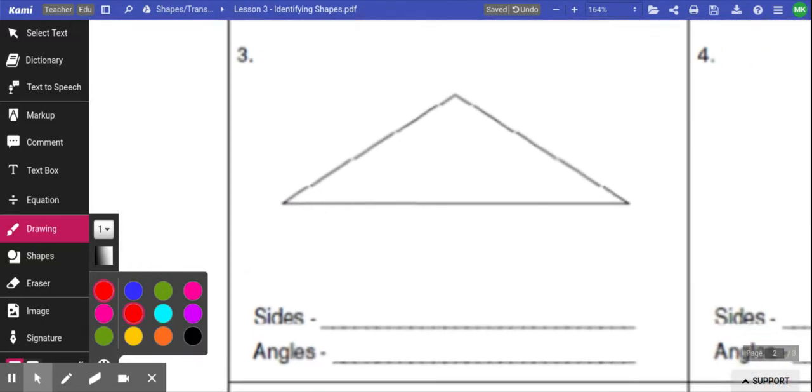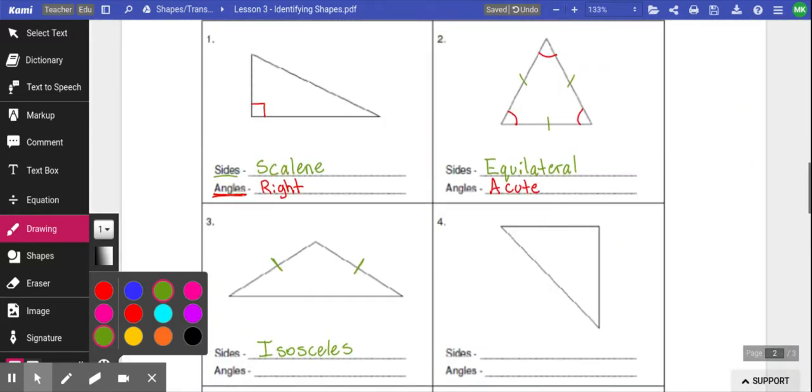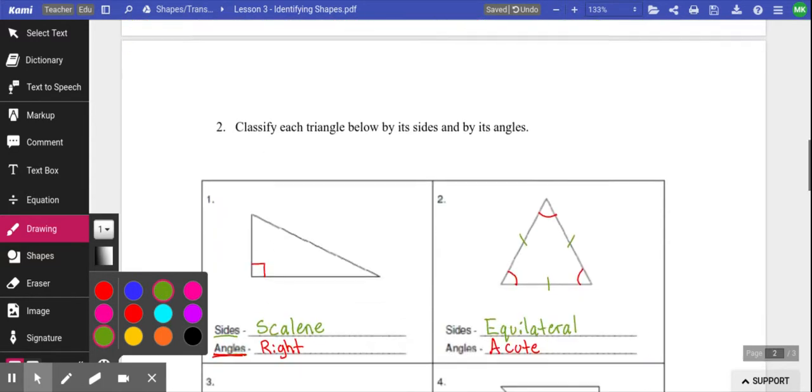Number 3. If I look at this, I'm going to say that naming this on the sides, this side and this side are the same length. The bottom side is not the same. So I'm going to call this an isosceles. I need to double check I spelled that right. ISOSCELES. Yeah, I did.